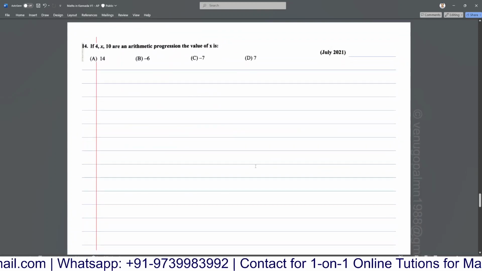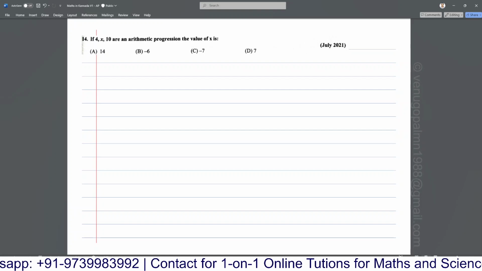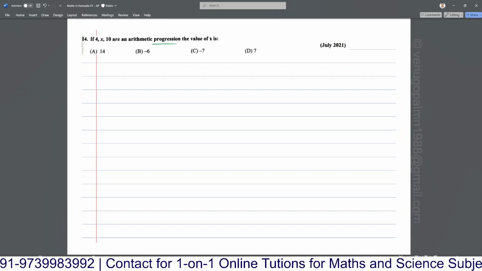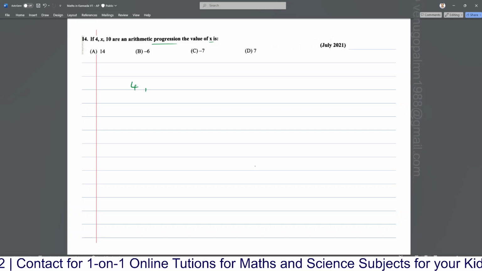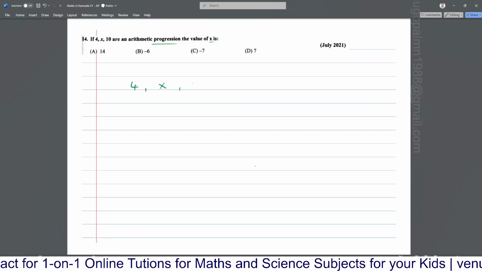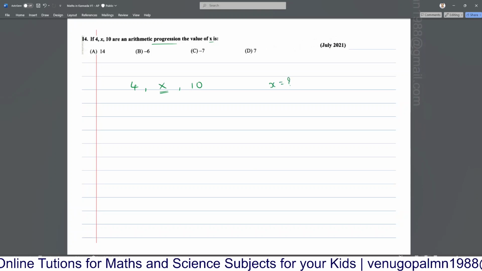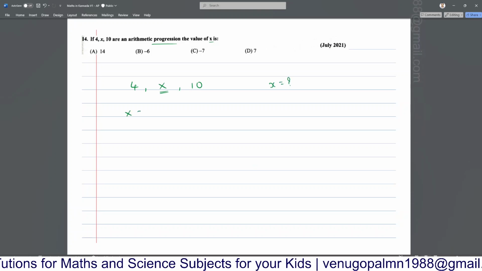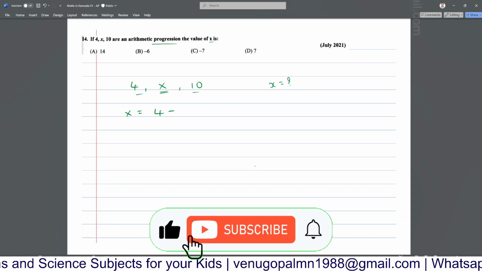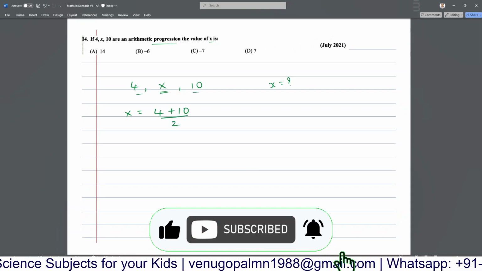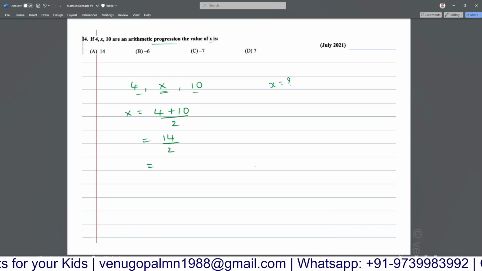So moving on with the next example, which would be: if 4, x and 10 are in arithmetic progression, what is the value of x? They have given a sequence with 4 as a1, x as a2 and 10 as a3. They are asking what is the value of x. So x is equal to what? The sum of the preceding term and the next term divided by 2. 4 plus 10 divided by 2. You have to find the arithmetic mean. 14 divided by 2, which would be 7.